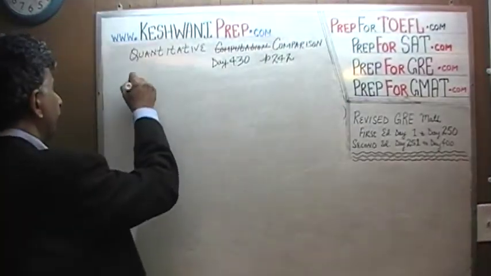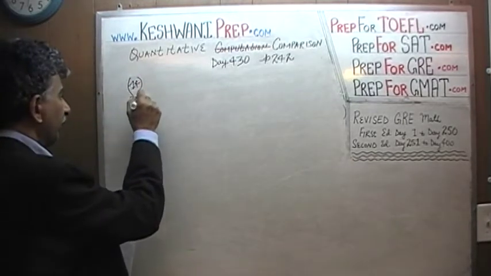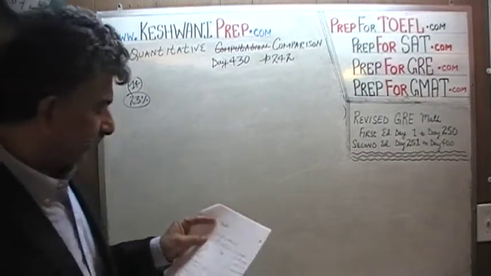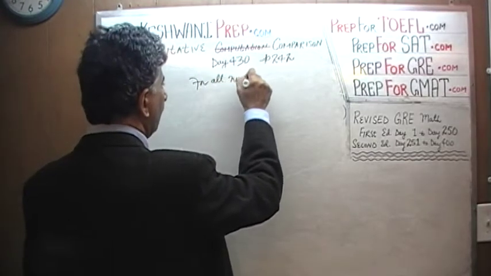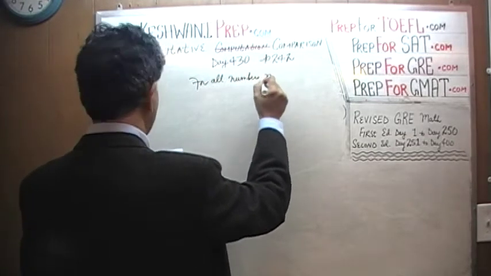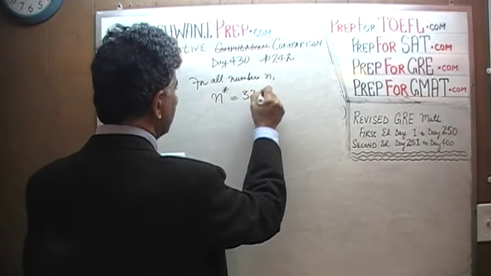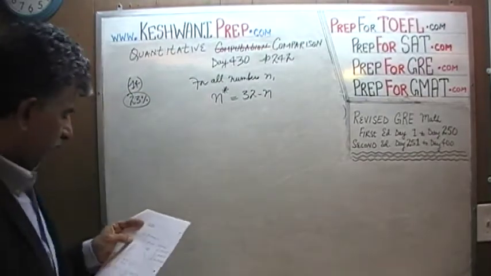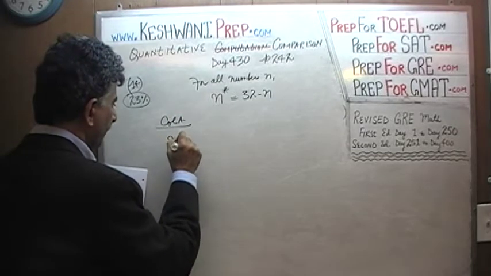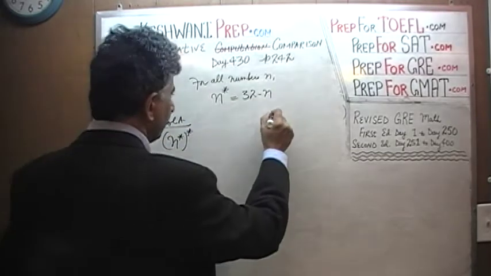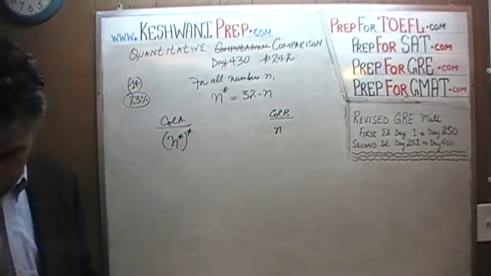Problem number 14. When it was given in the real exam, only 23% of the people got it right. Three quarters of the people missed it. Here's what it says. For all numbers n, we are told that n with a star on top, n star, is 32 minus n. In column A, we have n star star, and in column B, we have n. And that is all they tell you.